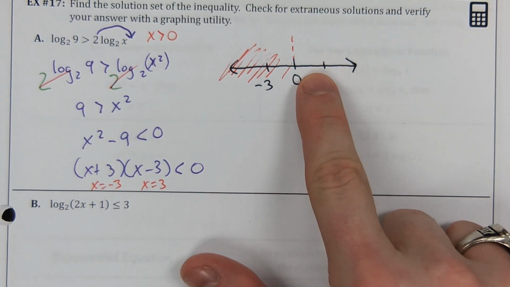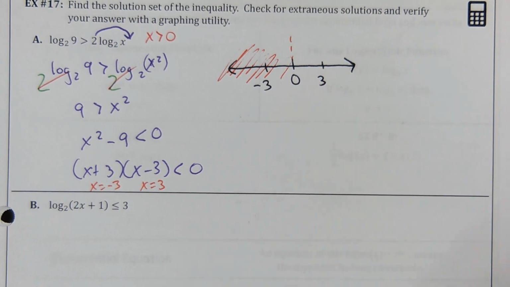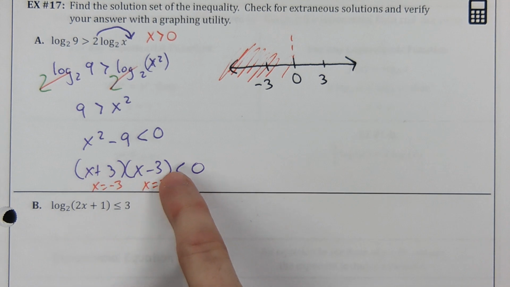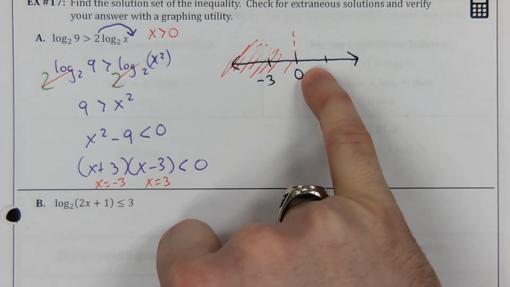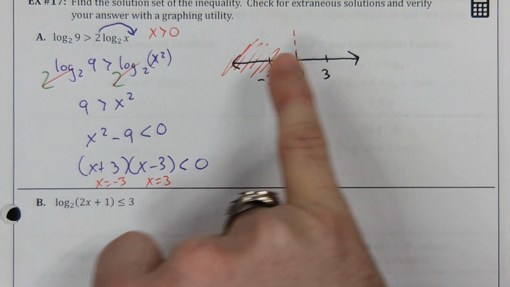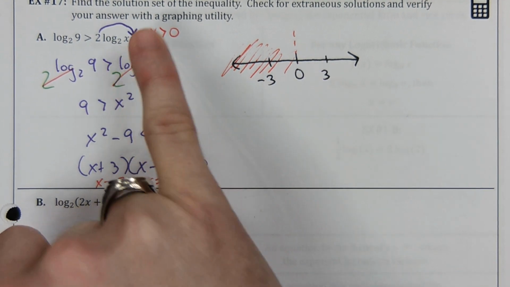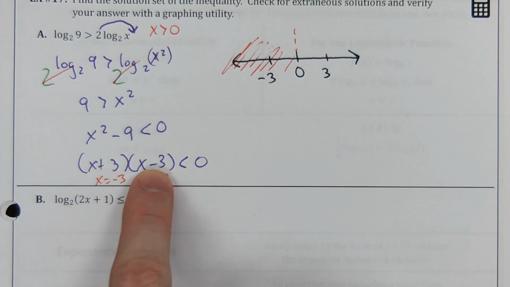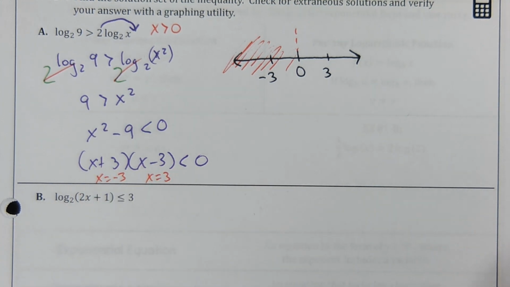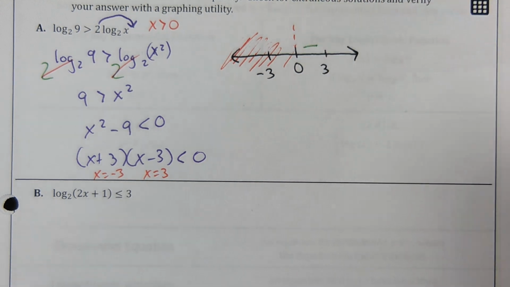We do still have two zones, a zone between 0 and 3 and a zone after 3. So we test them like we always have, and we'll be looking for negatives because that's what's less than 0. We can't use x equals 0 because the graph doesn't exist at x equals 0. So use x equals 1. 1 plus 3 is positive. 1 minus 3 is negative. When you multiply a positive and a negative, you get a negative.